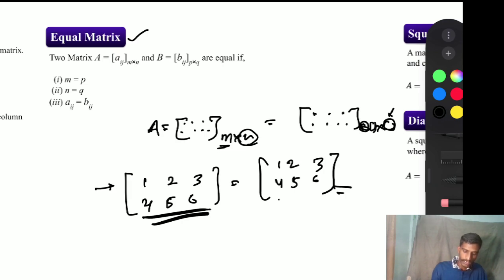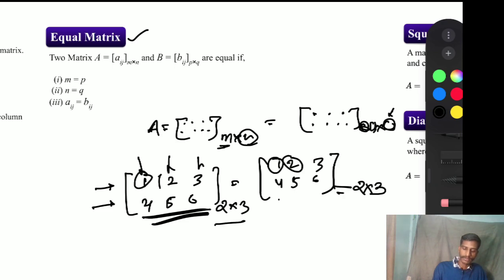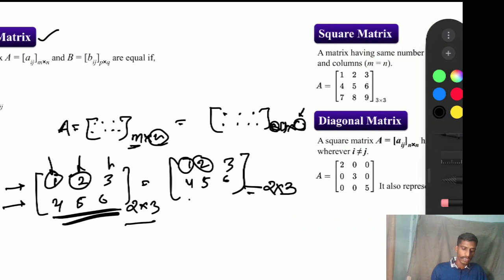Here there are a total of 2 rows and a total of 3 columns, so it is a 2 cross 3 matrix. Similarly, here it is also 2 cross 3 and the numbers are also equal. So we can say that it is an equal matrix. There are only 3 conditions we have to check, and we can conclude that it is an equal matrix.